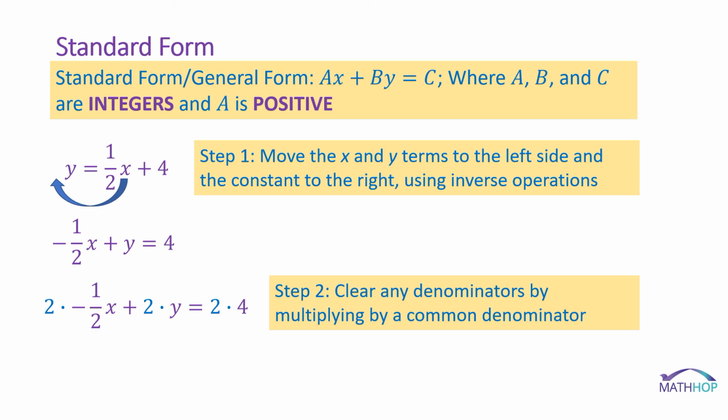2 times negative 1/2 x plus 2 times y equals 2 times 4. What do we get? Well, let's divide out our 2's. Don't lose our negative sign, right? We still have a negative x here.